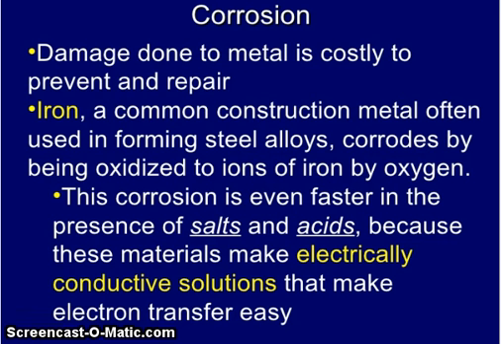Corrosion. Damage done to metal is costly to prevent and repair. Iron, a common construction metal often used in forming steel alloys, corrodes by being oxidized to iron oxide by oxygen. This corrosion is even faster in the presence of salts and acid because these materials make an electrically conductive solution that makes electron transfer easy.